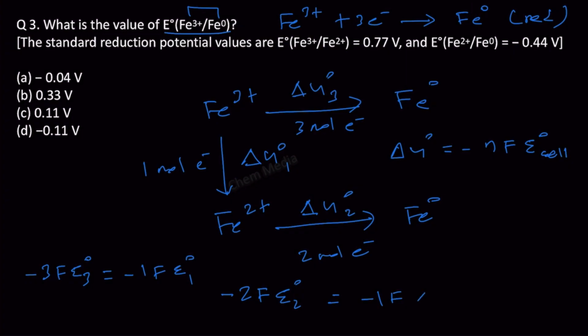Therefore that will be equal to minus 1 times Faraday constant times E1 standard, which is given as 0.77 volt, and minus 2 times Faraday constant times E2 standard, which is given as minus 0.44 volt. So this minus and this minus would become plus. Therefore this will be equal to minus 3 times Faraday constant times E3 standard is equal to minus 0.77 volt times Faraday constant plus 0.88 volt times Faraday constant.